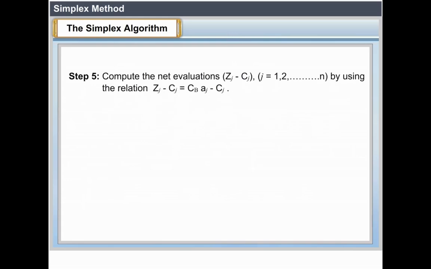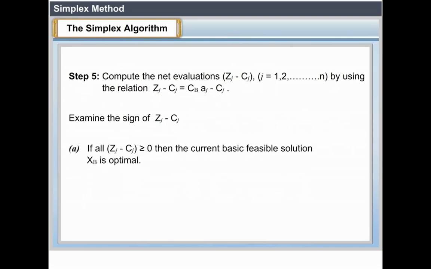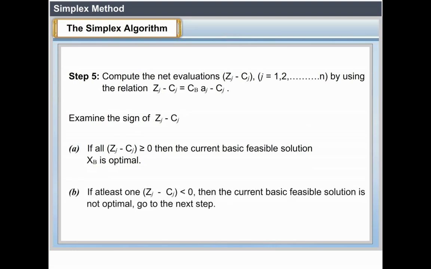Step 5. Compute the net evaluations Zj minus Cj, j equal to 1 to n by using the relation Zj minus Cj equal to Cb into Aj minus Cj. Examine the sign of Zj minus Cj. Subdivision A. If all Zj minus Cj greater than or equal to 0, then the current basic feasible solution xb is optimal. Subdivision B. If at least one Zj minus Cj less than 0, then the current basic feasible solution is not optimal. Go to next step.